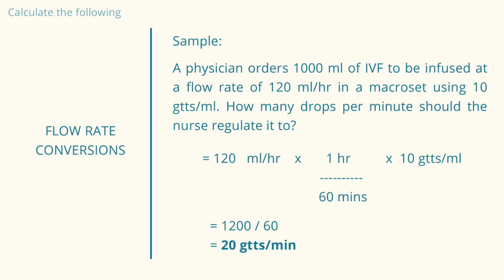So for another situation, 5.2 ml per hour to drops per minute. So flow rate times time times drop factor. So a physician orders 1000 ml of IVF to be infused at a flow rate of 120 ml per hour in a macro set using 10 drops per ml. How many drops per minute should the nurse regulate it to? So you need to times 120 times 1 hour over 60 times 10 drops per ml. So it would be 20 drops per minute.